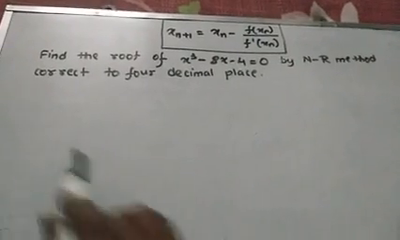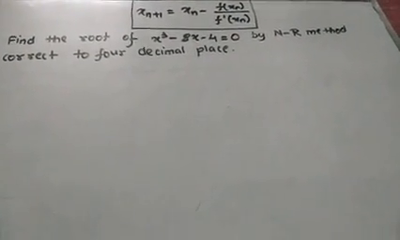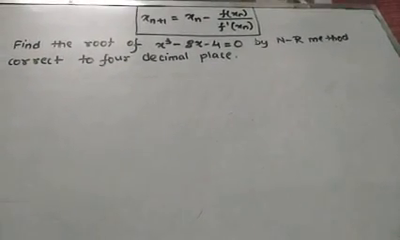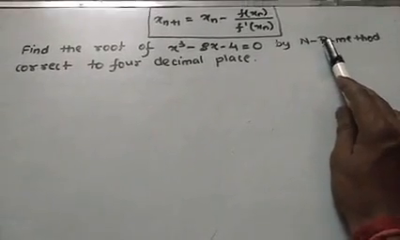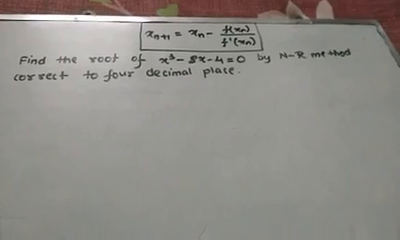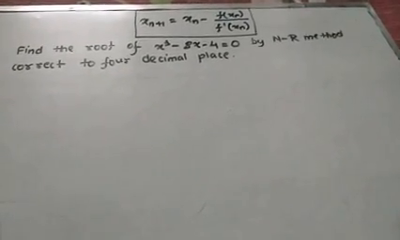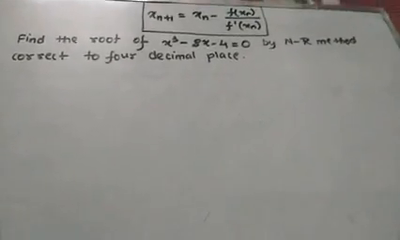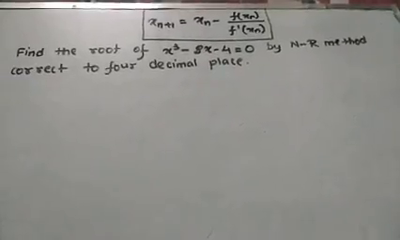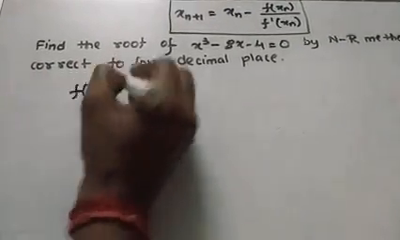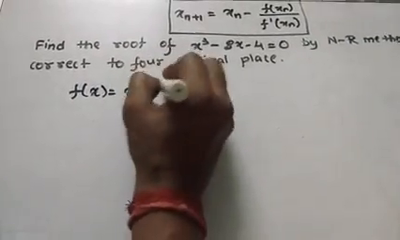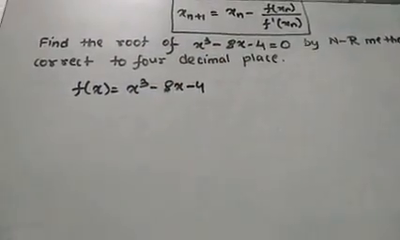The question is given that find the root of x cube minus 8x minus 4 equals 0 by NR. NR is a short form of Newton-Raphson method. Correct up to 4 decimal places. So a function has been given to you, and we have to solve by Newton-Raphson method. Now what is the function given here? f(x) is x cube minus 8x minus 4. This is the function given.